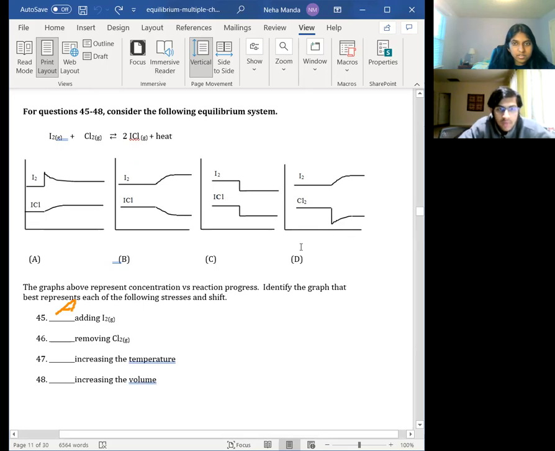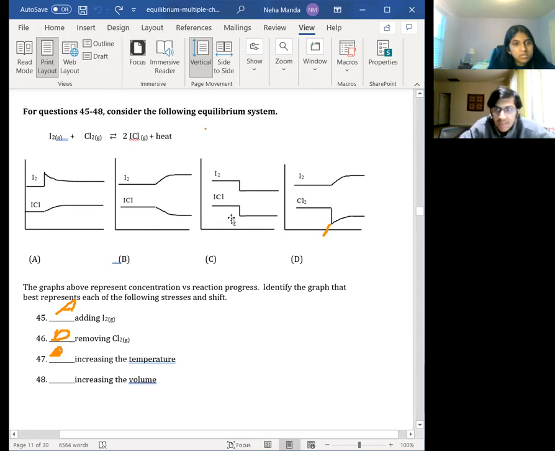But this is decreasing. Oh, is it just talking about where you decrease or remove the CO2? Yeah. Okay. D. Okay. Increasing temperature would push it to the left. More I2, more CO. More I2, less ICl. Yeah, so it's B probably. B. Yes. And then increasing volume.